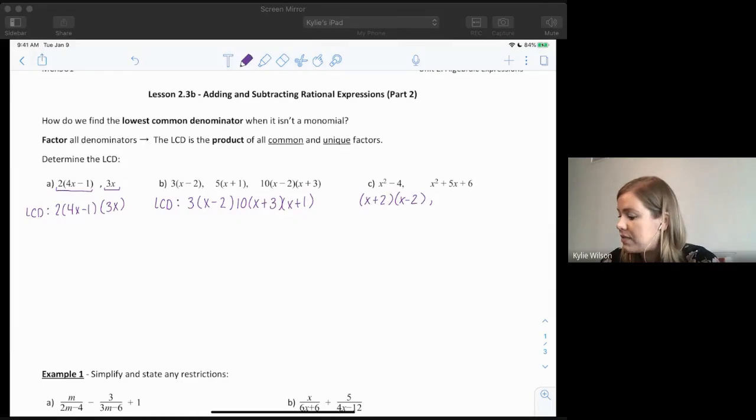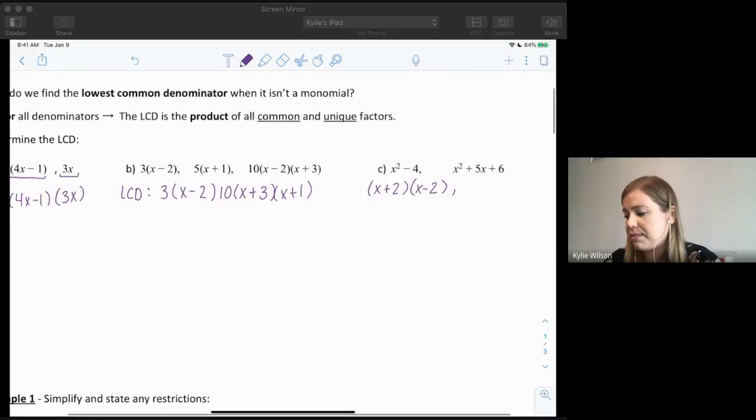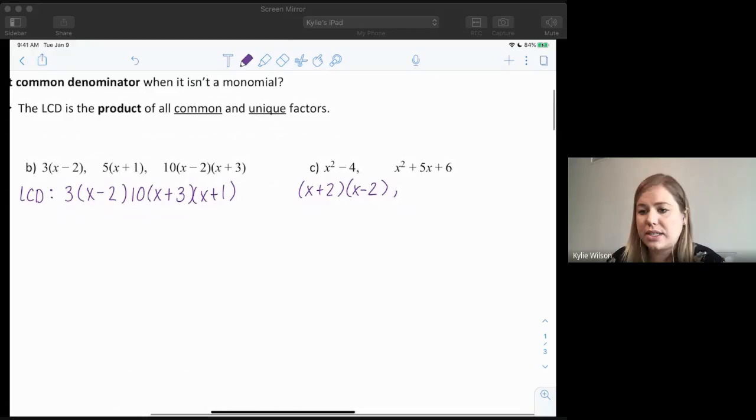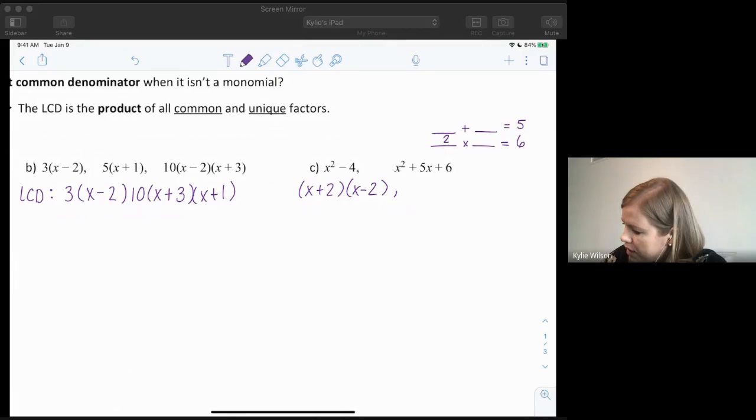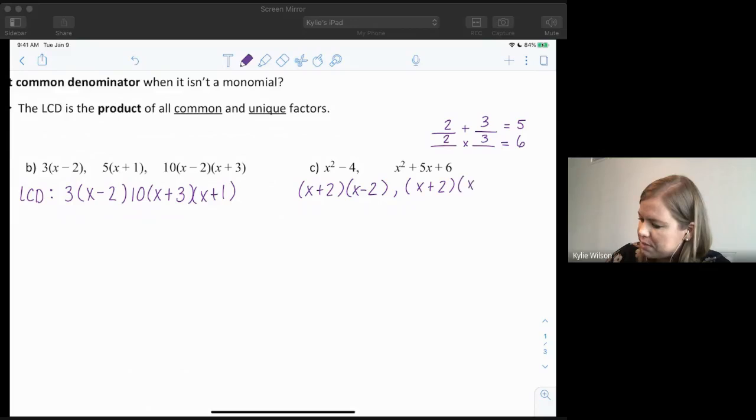And now let's factor the x squared plus 5x plus 6. For this one, we're looking for two numbers that add to our middle number, which is 5, and multiply to our last number, which is 6. In this case, we would have 2 and 3. And because this expression starts with a 1, we just have a 1x squared, we can just factor it as x plus 2, x plus 3.